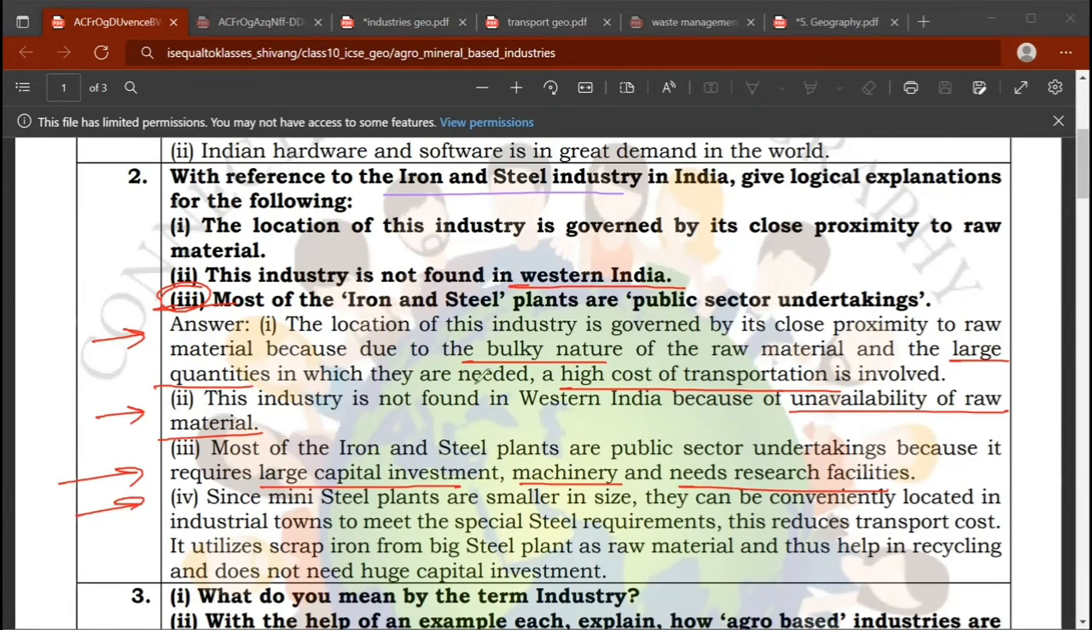So the fourth question isn't provided, so let's read what it has to say. Since many plants are smaller in size, they can be conveniently located in industrial towns to meet the special steel requirements. This reduces transport costs. This is a very good factor. It utilizes scrap iron from big steel plants as raw material and thus helps in recycling and does not need huge capital investment. This is in regard to many steel plants. Okay, so let's scroll down a bit.